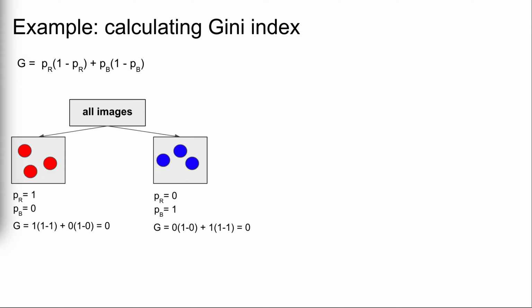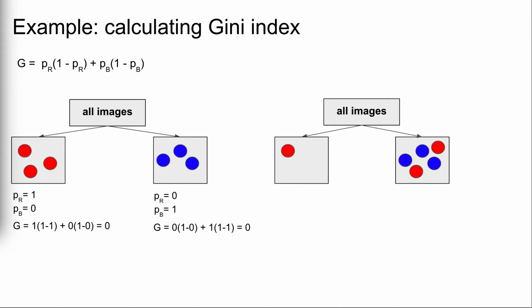Of course, nodes aren't always perfect. In the split shown here, though the first node is still only red, with a Gini index of 0, the second node has a mix of categories. 2 of 5, or 40%, are red, and 3 of 5, or 60%, are blue. The resulting Gini index is 0.48. That is, if we randomly classify a randomly selected data point from this node, there's a 48% chance that we'll misclassify it.